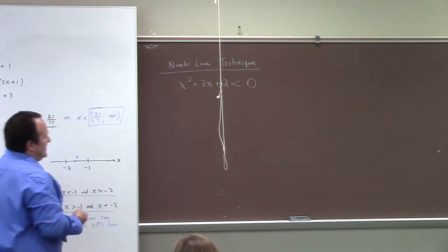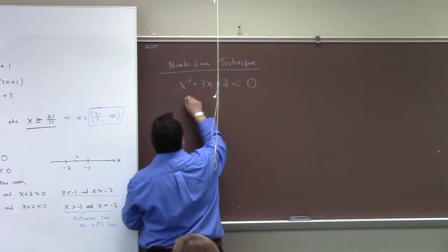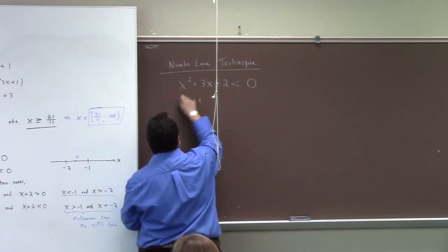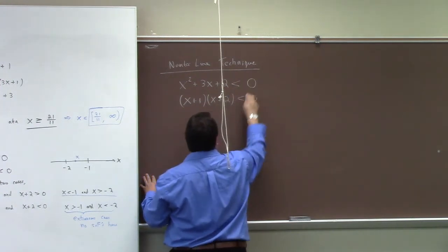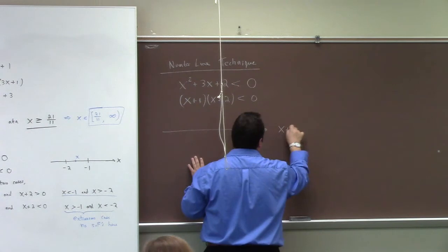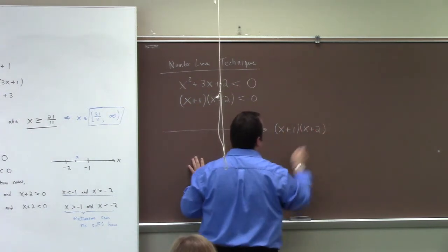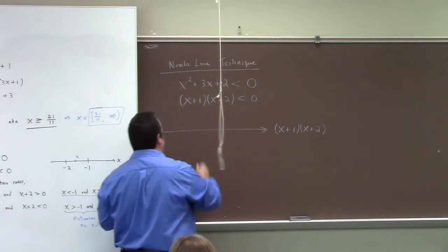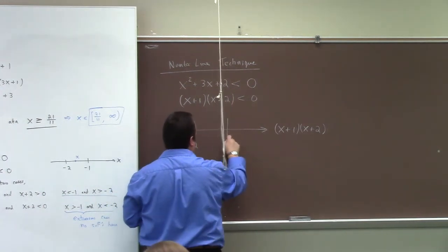X squared plus 3x plus 2 less than 0, right? So first of all, we make this nicer. This is really x plus 1 times x plus 2 less than 0, right? Fine. Great. So here it is. X plus 1 times x plus 2. I write that over here because that's what I'm looking at. And so there are 2 points of interest, minus 2 and minus 1.